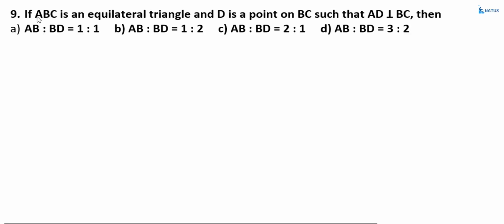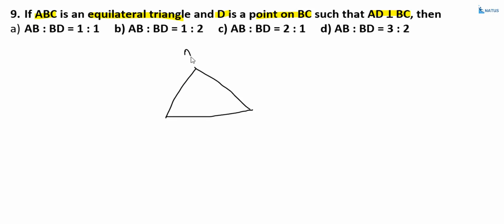Ninth one, if ABC is an equilateral triangle and D is a point on BC such that AD is perpendicular to BC, then see, in one equilateral triangle, this is A, B and C. D is a point on BC such that AD is perpendicular to BC.